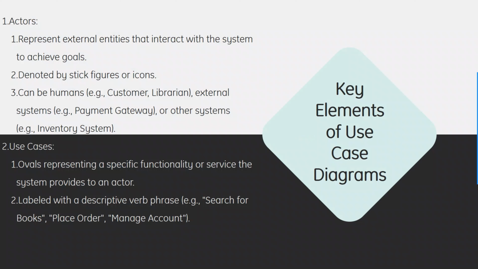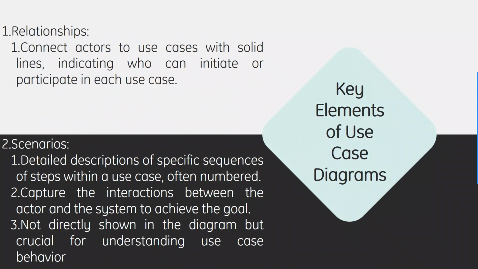Firstly, actors. They represent external entities that interact with the system to achieve a goal, denoted by stick figures or icons. They can be humans, for example customer or librarian, or external systems like a payment gateway or other systems, for example an inventory system. Second, we have use case. We have an oval representing a specific functionality or service the system provides to an actor. It is labeled with a descriptive phrase such as search for books, place order, or manage account.